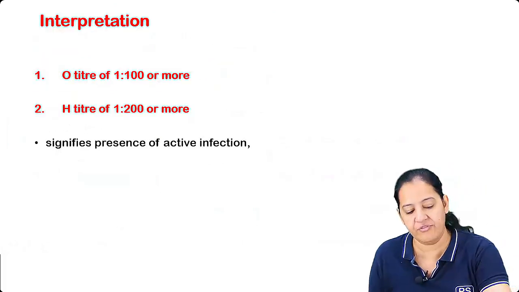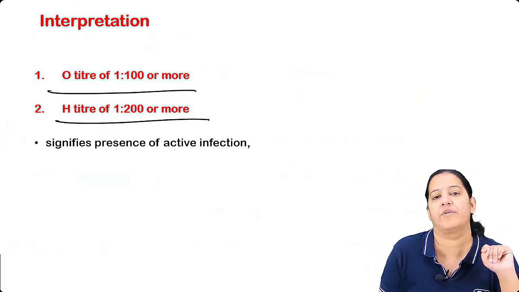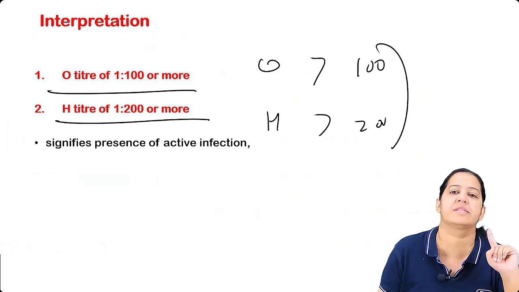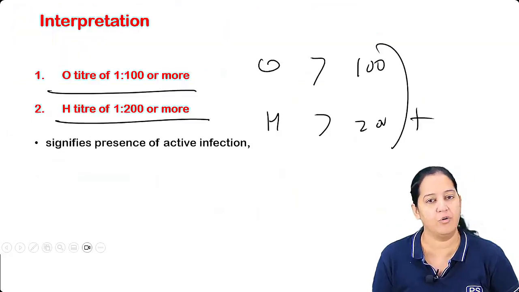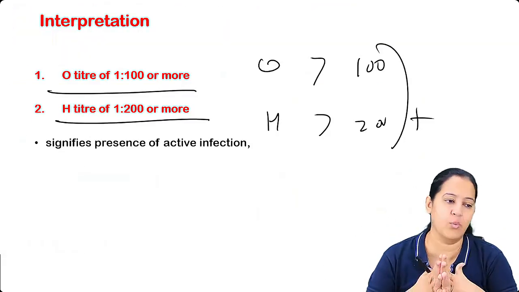So the cutoff is if O is more than 100 and if H is more than 200. O is more than 100 and H is more than 200, the diagnosis is positive. It's confirmed. I mean, it's a typhoid. It's typhoid. How you have interpreted? Say yes, everyone got it?